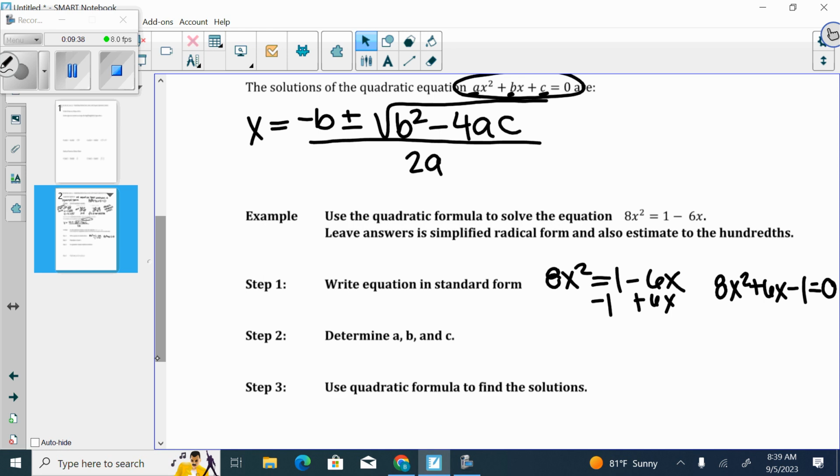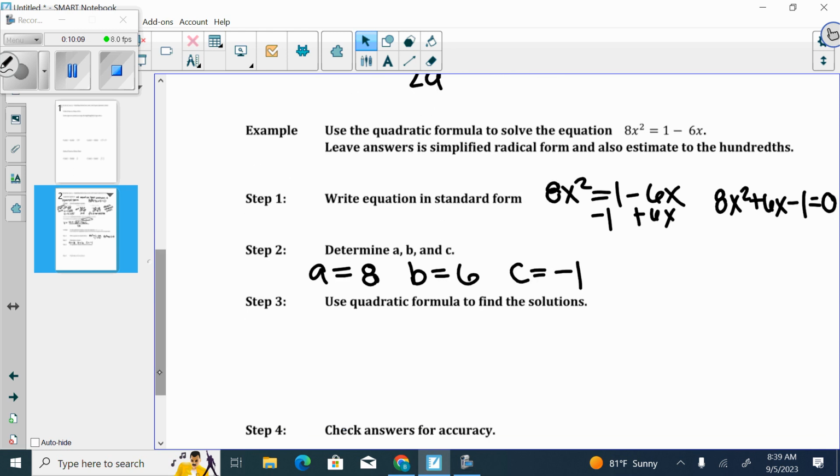All right, then it's our job to determine which values we are going to use for a, b, and c. Remember, a is the coefficient of your squared term, or your quadratic term. So what's our coefficient for that? 8. Good. All right, my linear term determines b. What's its coefficient? 6. And what would my constant be? -1. Good.